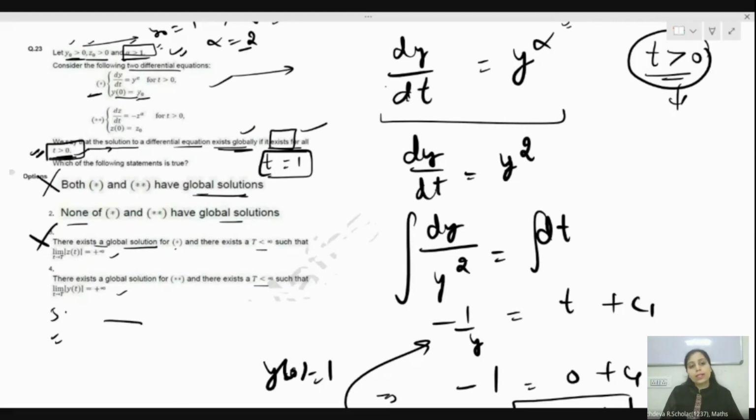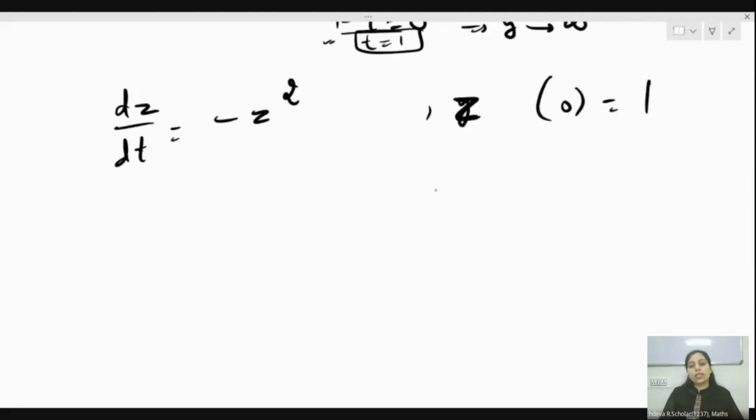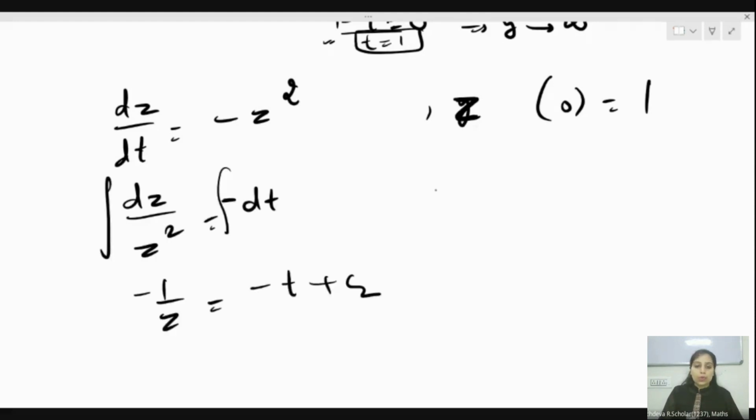To decide this, let us solve the double star equation. The double star equation says dz/dt is equal to minus z raised to the power alpha. Alpha, that means 2, and z at 0 is equal to z0, and we have taken z0 as 1. Again separating the variables and integrating both sides, minus 1 upon z is equal to minus t plus c2. For getting the value of c2, substitute the initial condition. z equal to 1 gives c2, so we get the value of c2 as minus 1.